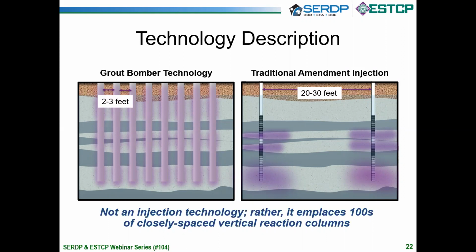In our application, on the left panel, that's the grout bomber technology, we're creating these closely spaced vertical reaction columns without injecting material into the subsurface. So we're not trying to get it into any of the higher K zones or pushing it outwards. It's simply to create these vertical columns with the goal of increasing the surface area of those low K zones that are in contact with the amendment. So again, this is not an injection, or at least this application of the bomber is not an injection technology, more of an emplacement. So our goal here is to emplace hundreds of these closely spaced vertical reaction columns.